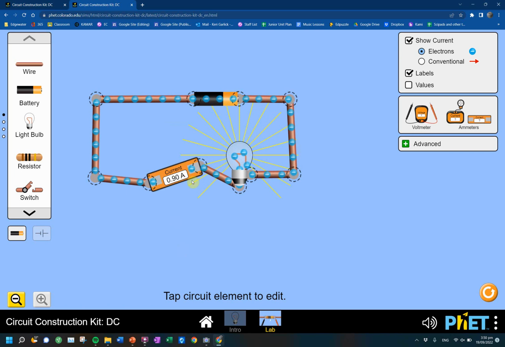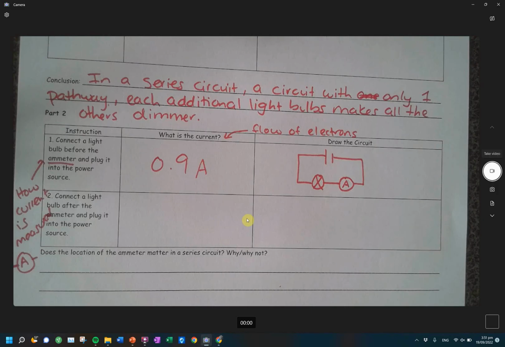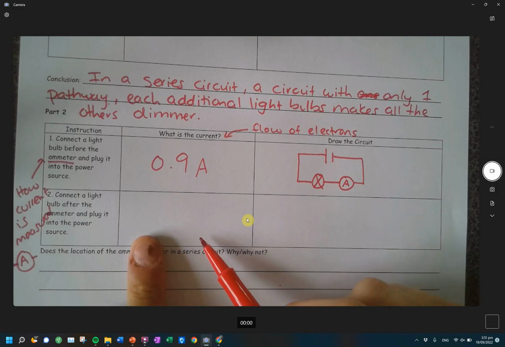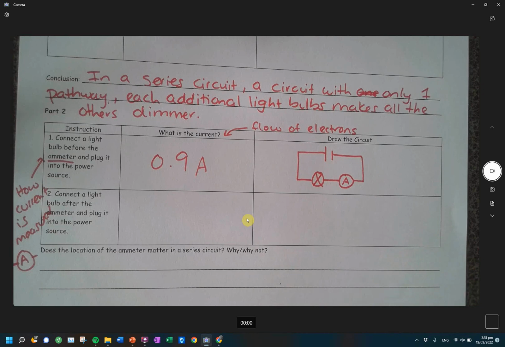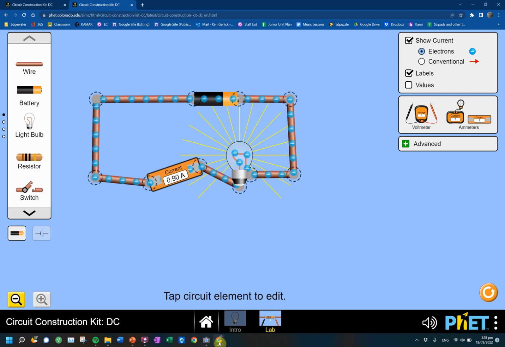So this is the ammeter before the light bulb. We'll make some observations on the number. So I want you to write down the number that you see and also draw that circuit as well. So I'll leave this up so you can see it. And right now I want you to write the current and draw that circuit. And I'll let the video pause again here so you can do that.